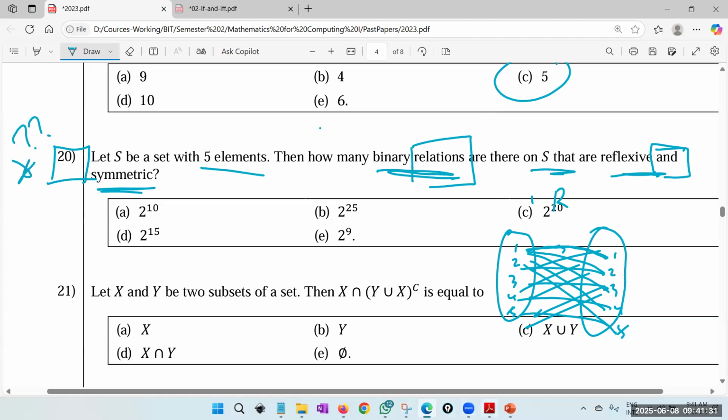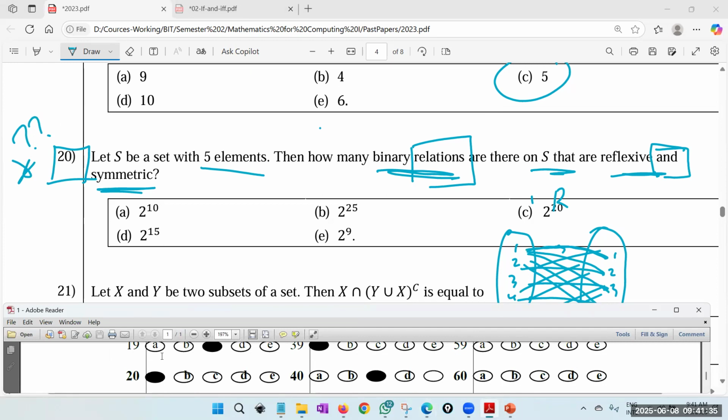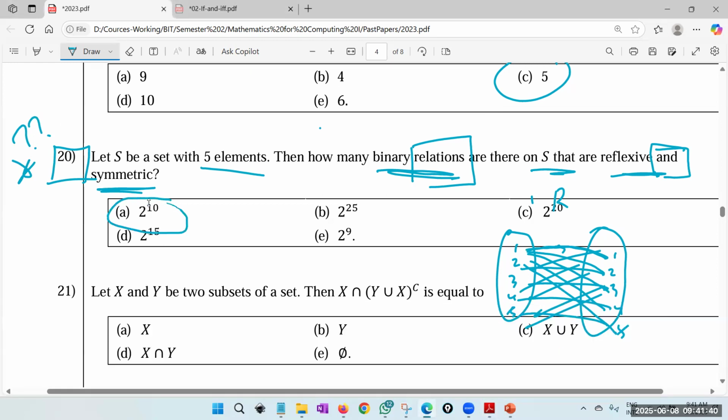What is the answer given? 20. A, 2 to the power 10. With 5 elements, 2 to the power 10. That is 1024 relations.